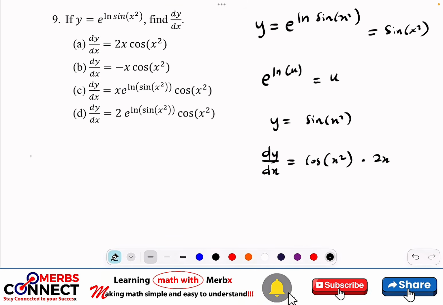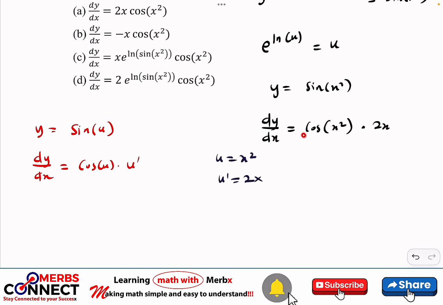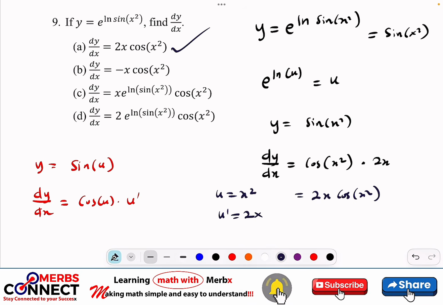So the idea is that this is a composite function. So if you recall, y is equal to sine of u, and we differentiate this with respect to x, dy over dx is equal to cos of u times u prime. So if I am doing it this way, then you can see that here our u is equal to x squared, so u prime is equal to 2x. So if I'm using this formula here, I'm going to have cos of u, which is x squared, which is here, times u prime, which is 2x, which is also here. Very simple. So now this is going to give us 2x cos of x squared. And this is a beautiful answer right here.